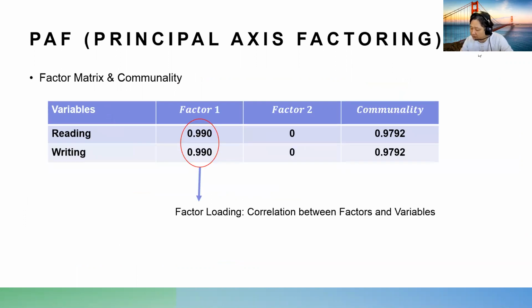Okay, and then this is our final matrix, like I said. So 0.99, this is the factor loading. Factor loading is a correlation between factors and the variables. And the communality is this one squared. So let's say this is lambda 1 squared plus lambda 2 squared equals 0.979.